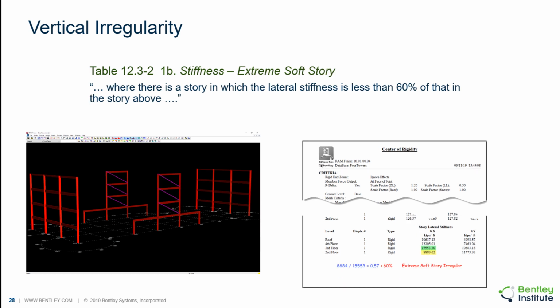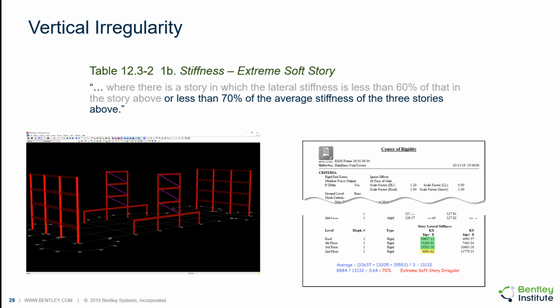The extreme soft story irregularity is like the soft story irregularity, except it occurs where the stiffness of a story is less than 60%, rather than 70%, of the stiffness of the story above. In this example, the change from brace frames to moment frames at the lowest level reduced the stiffness there such that it has only 57% of the stiffness of the level above, and this structure therefore has an extreme soft story irregularity.